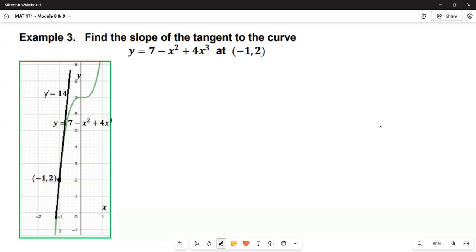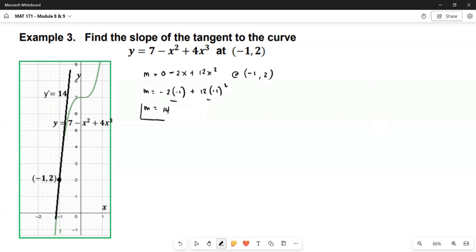So, ganun ulit, kunin natin yung derivative natin. Simply m yung derivative, hindi ba? So, derivative of 7 or constant is 0. So, 0 na lang siya. Minus derivative of x squared is 2x. Plus derivative of 4x cubed is 12x squared. Okay? So, ngayon, kunin natin yung mismong value ng slope. Negative 1, 2. So, m is equal to negative 2, negative 1 plus 12, negative 1 squared. So, m is equal to 2 into na itong first term, tapos ito ay 12 din. So, therefore, m natin is equal to 14. So, ganun lang naman siya kuhain.